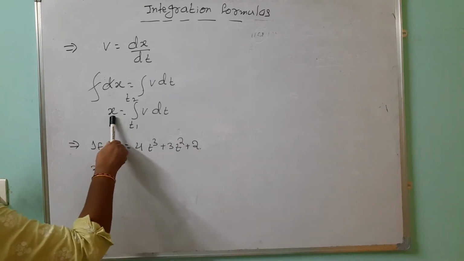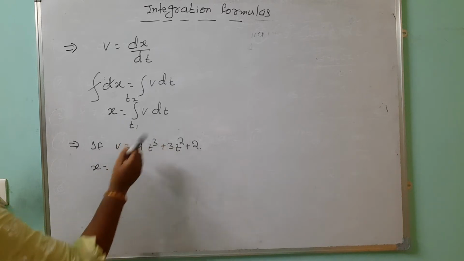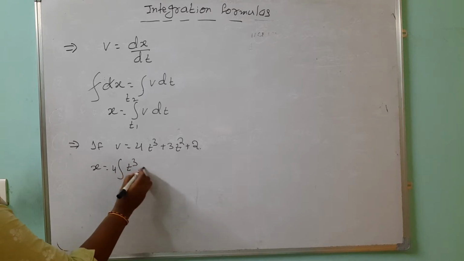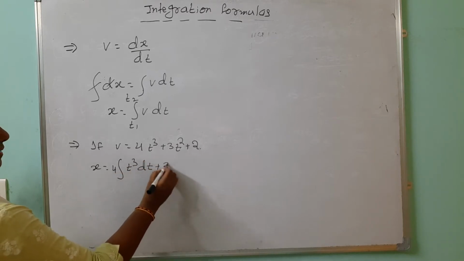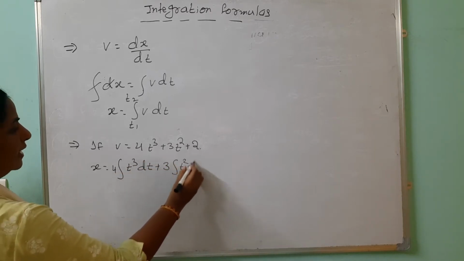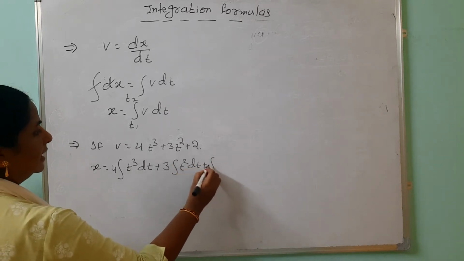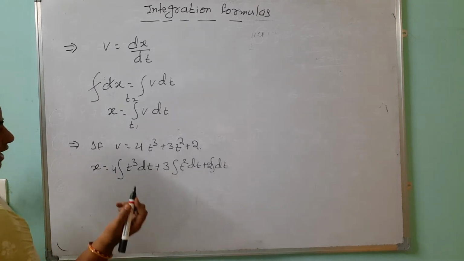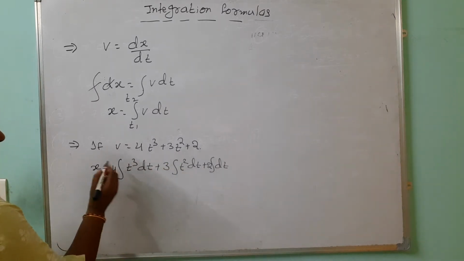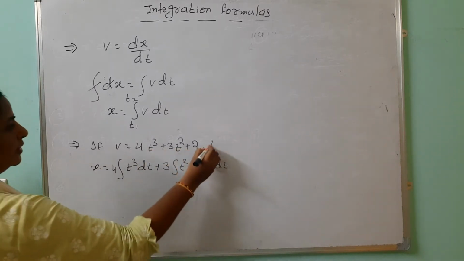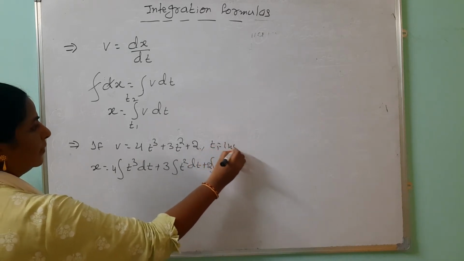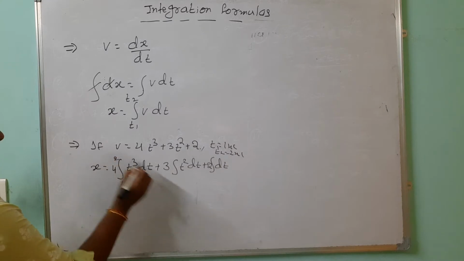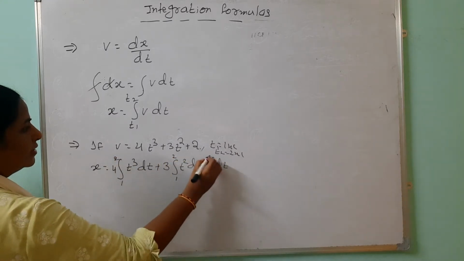Just now we know that x equals integration of v dt. So integration of 4, we write outside, t cube into dt, plus 3 into integration of t square into dt, plus integration of 2, which is outside, dt. For constants we can't apply both the derivative and the integration. So here suppose t1 equals 1 second and t2 equals 2 seconds. So the limits are 1 to 2, here also 1 to 2, here also 1 to 2.